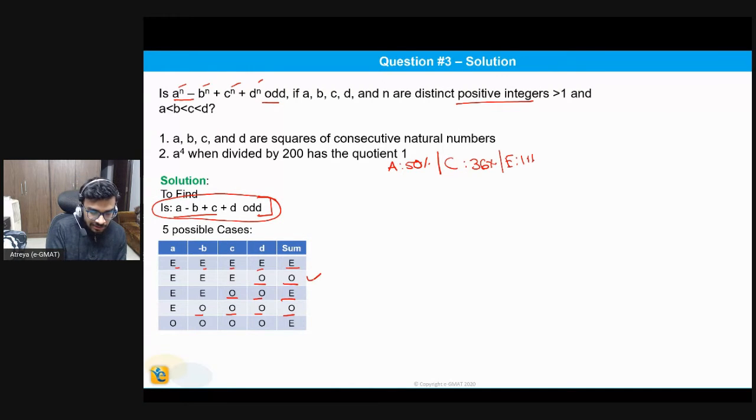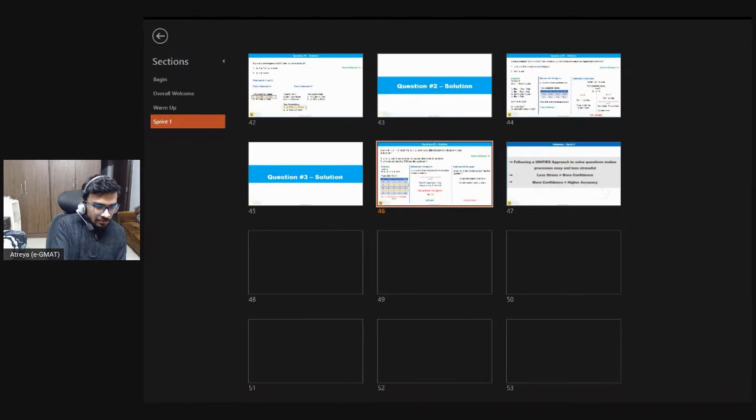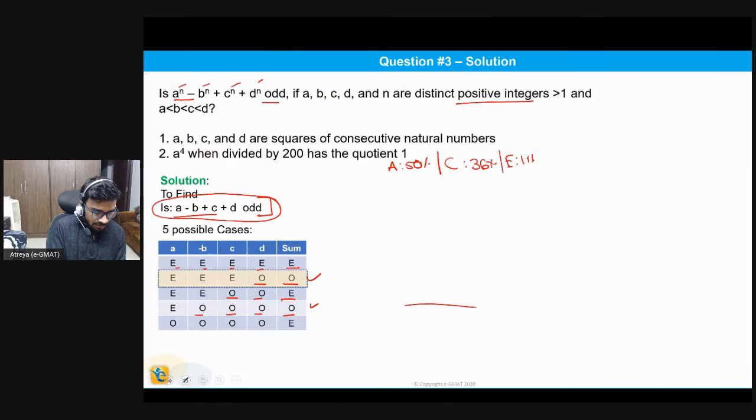So I'll just take the two cases here. Let me go to this place. There are two possible cases for this entire situation: the second case and the fourth case.